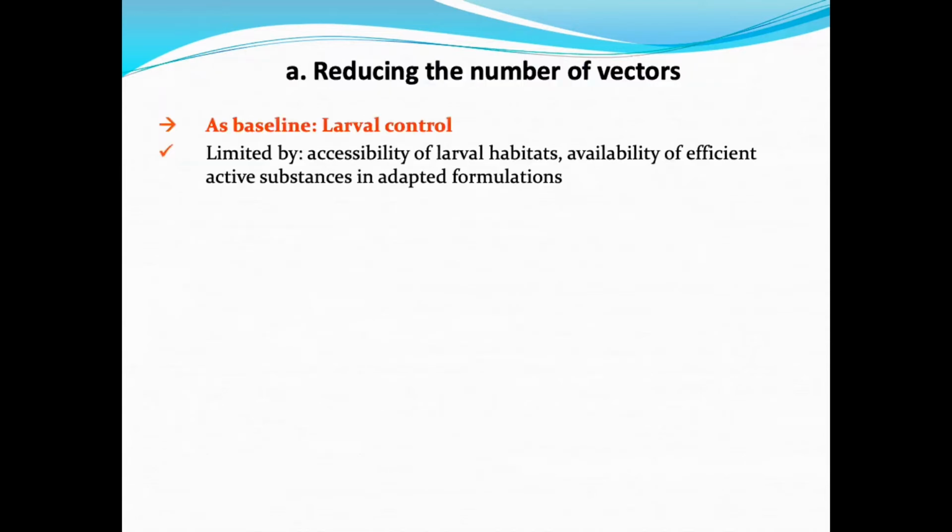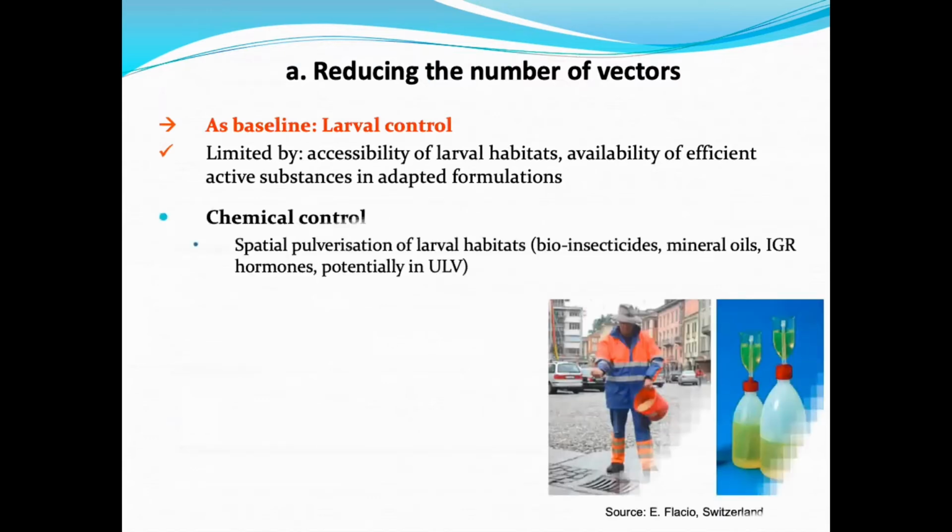So as for reducing the number of vectors, the baseline is the larval control. That's what we usually suggest. It's limited by the accessibility of the habitats and the availability of active substances in adapted formulations. So here we have chemical control, or biochemical control, that's the spatial pulverization of larval insecticides. BTI, but also mineral oils, IGRs, hormones. There are few active substances that are allowed currently in Europe, but that's the most common usage.